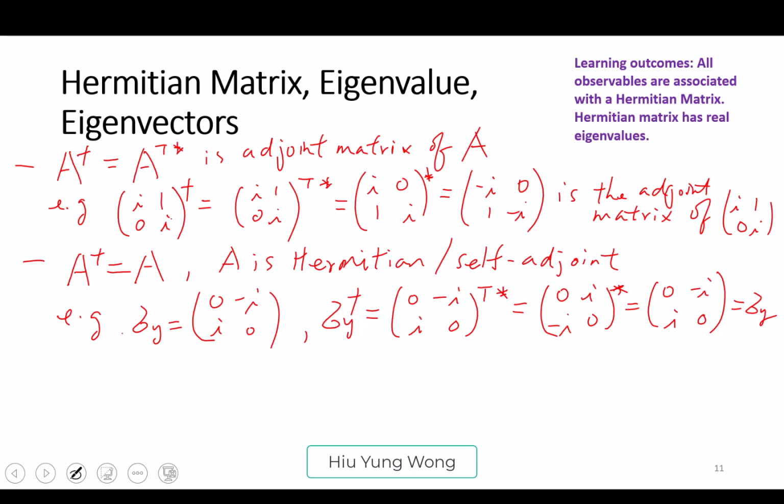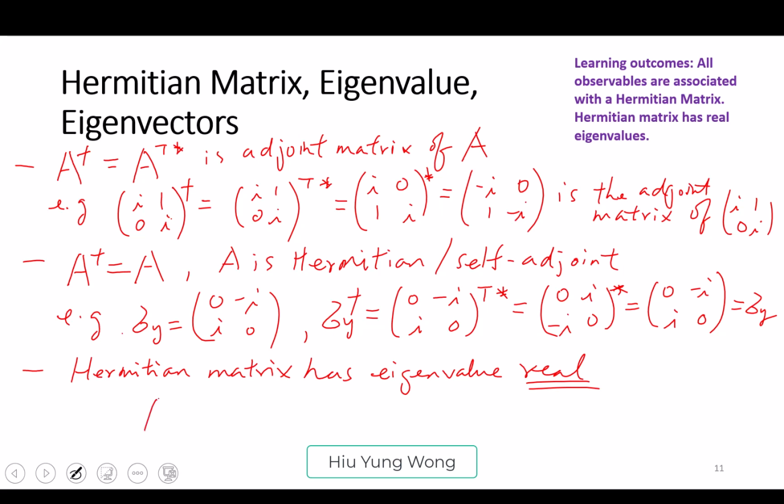Then what's so special about the Hermitian matrix? The Hermitian matrix has real eigenvalues. I'm not going to prove it. You can read my book, otherwise just take it for granted. Their eigenvalues are real.